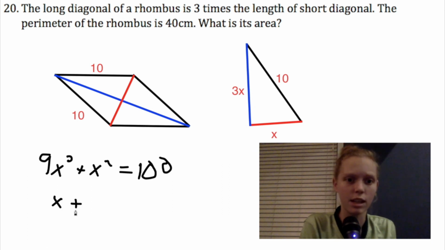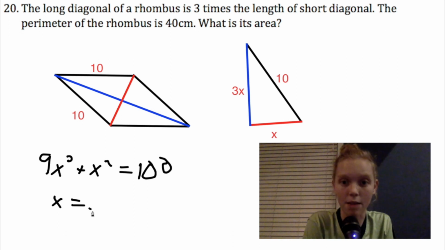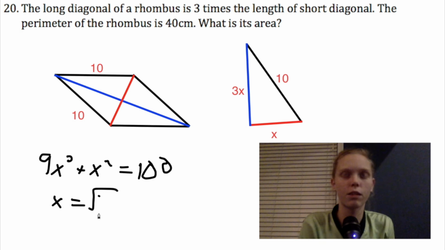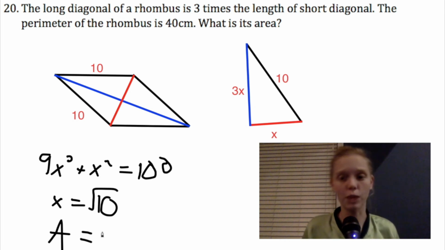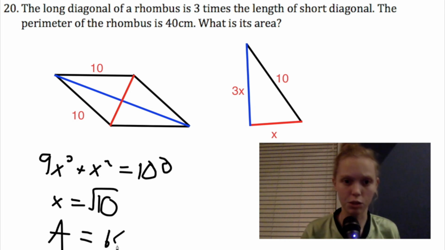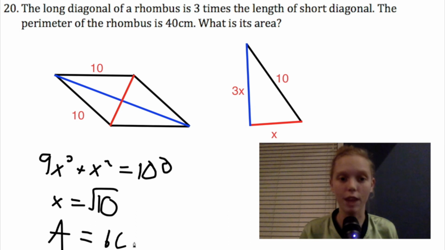So we get that x is going to be equal to the square root of 10. So when we plug that back into our formula for the area of a rhombus, which is half of the product of the diagonals, we get that the product of the diagonals is going to be 12x squared, and half of that is going to be 60.